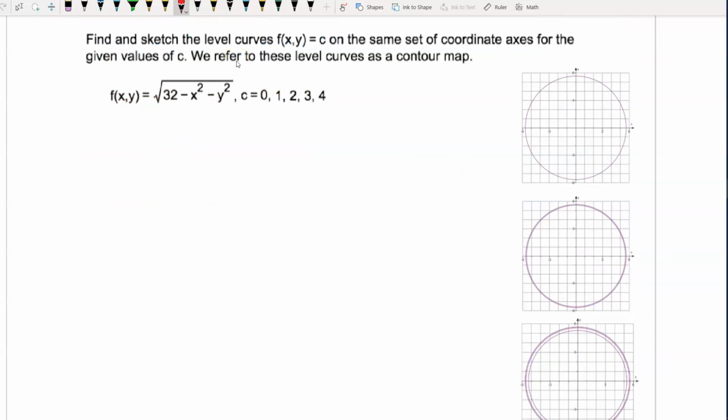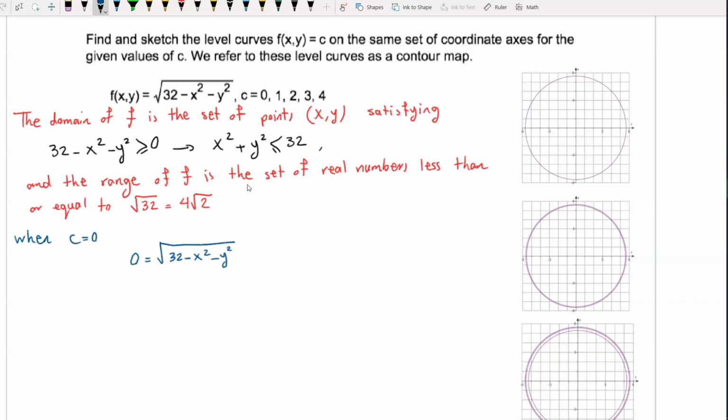So this is our graph. Now here it's asking to find and sketch the level curves f of x, y equal to c on the same set of coordinate axes for the given values of c. So here we have f of x, y equal to the square root of 32 minus x squared minus y squared, and c is 0, 1, 2, 3, 4.